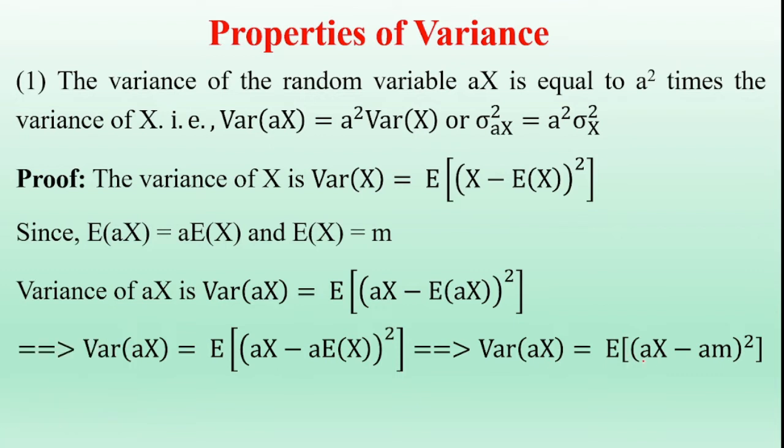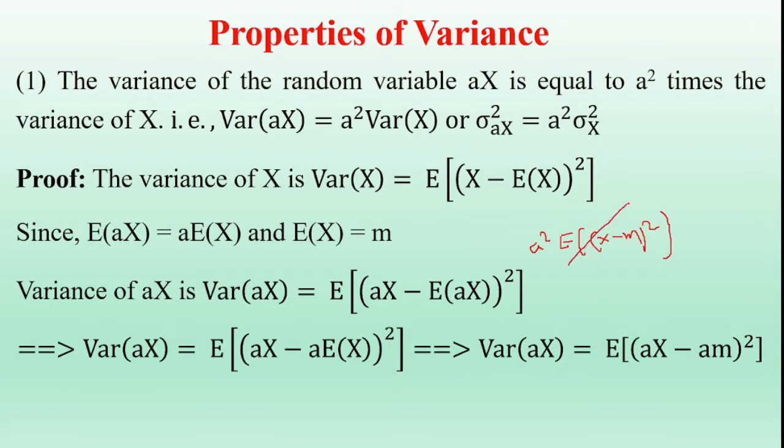So now here, in both the terms a is common: a into (X minus m), a square. So expectation of a square (X minus m) whole square. A square is a constant that is written before the expectation. A square into expectation of (X minus m) whole square.